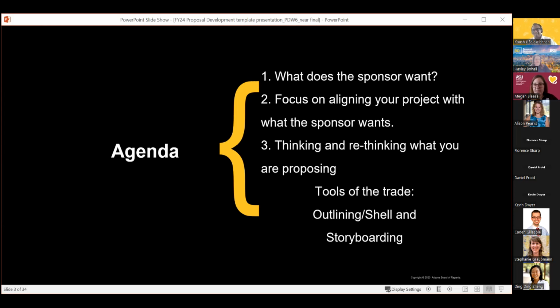Here we're going to go over the agenda real quick so you are aware of what we're going to talk about. First thing we're going to talk about is what does the sponsor want? And then making sure that you focus your project, align your project with what the sponsor wants, and thinking and rethinking what you are proposing. All those will go together to make sure that it is specifically responding to the proposal in front of you. We're going to teach you outlining, shell, and storyboarding.